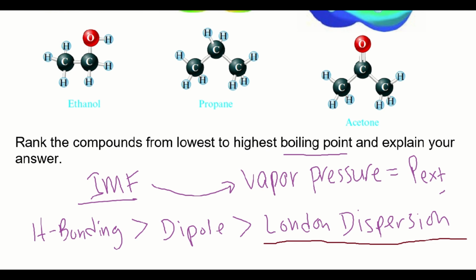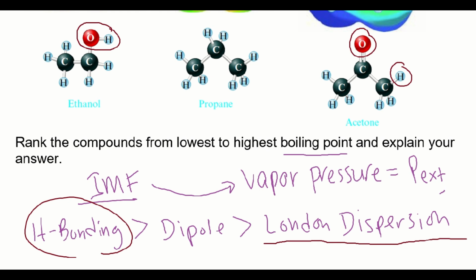So let's start by seeing if any of these substances have any hydrogen bonding opportunities. You can see ethanol has a hydrogen directly covalently bonded to an oxygen. That's an area that can participate in hydrogen bonding. Now be careful, some students will simply see a hydrogen and an oxygen anywhere in the molecule and think it can form hydrogen bonds. Now that's not correct. Acetone cannot form hydrogen bonds with other acetone molecules.